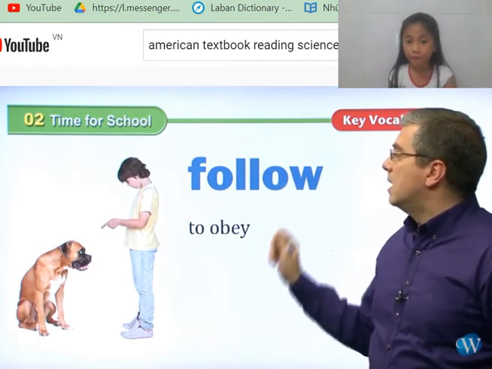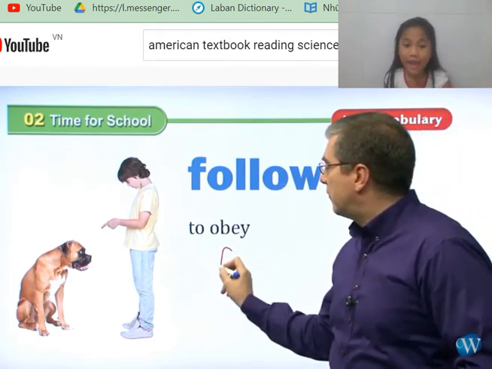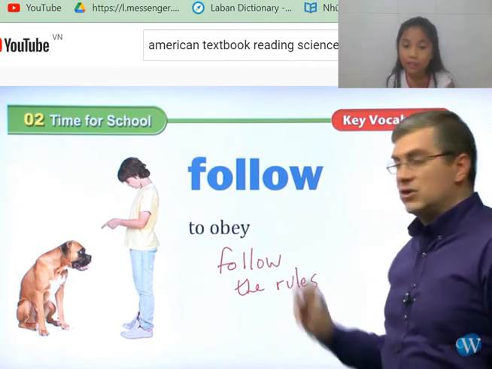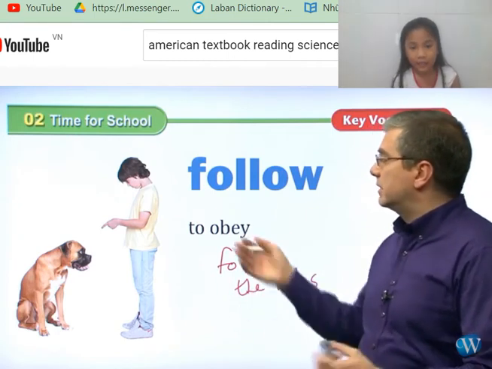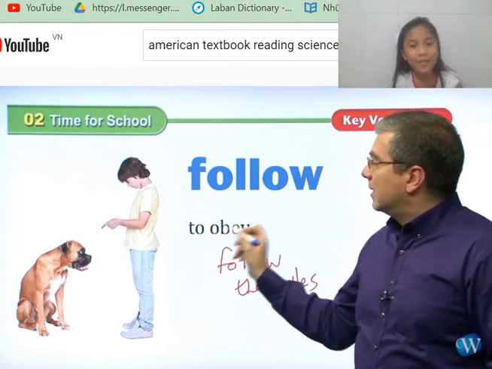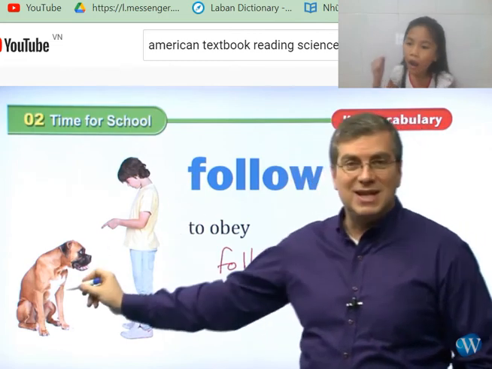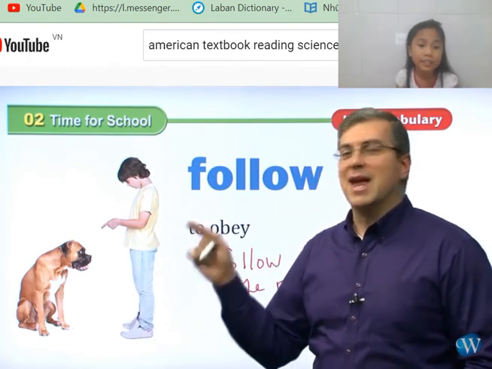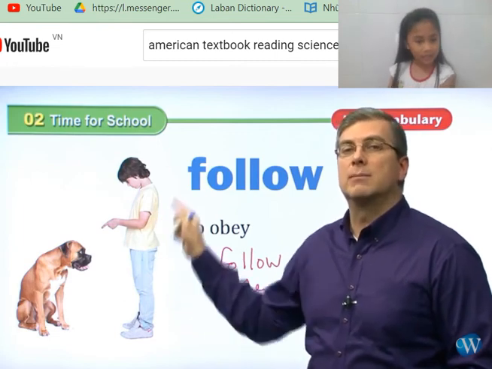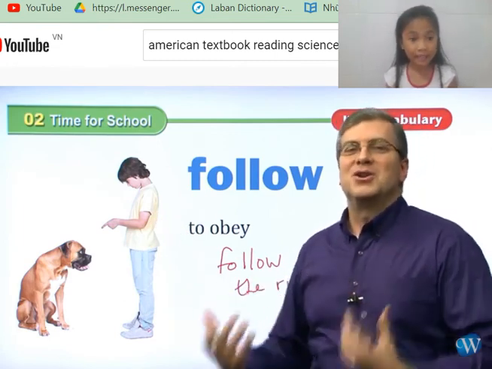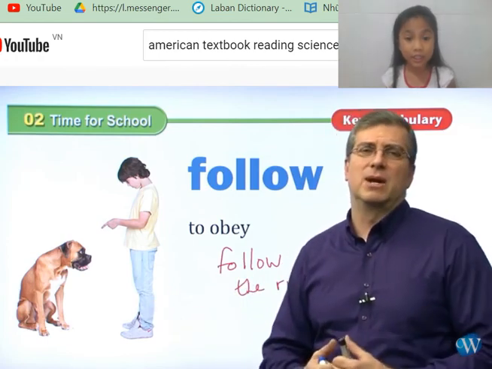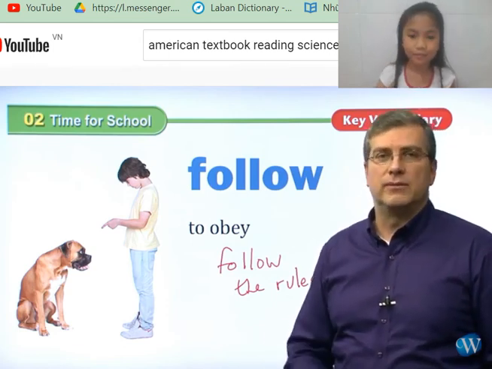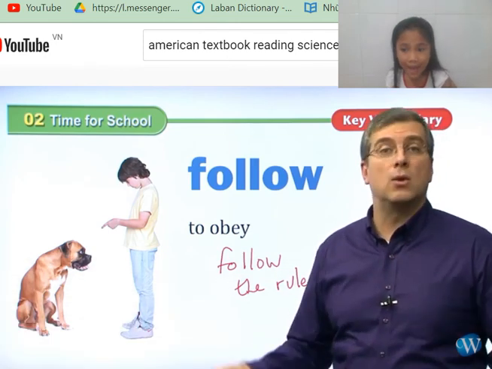Now, let's see. We have the word follow. So follow means to obey. You can follow the rules. Follow someone else. Follow something. Follow your mom, okay? Maybe if you follow your mom, you always want to stay with your mom and you don't want to leave your mom. So this boy, he's teaching the dog how to sit. Sit! So the dog needs to follow, to obey the things that the boy is teaching, right? He needs to obey so he can be a good dog, so that he won't be a bad dog.